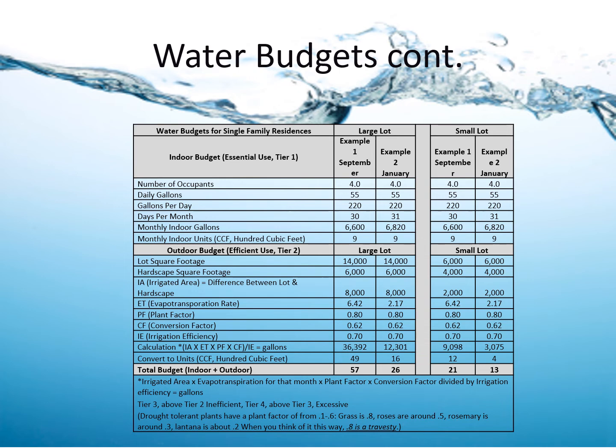So you take 14,000 minus 6,000, and you come up with 8,000 square feet of irrigable area on this large lot. Now, we're looking in September. So the evapotranspiration rate, remember that from our beautiful little map? For this month in September, it happens to be 6.42. And in January, it's 2.17. So this is the ET rate that changes every month.